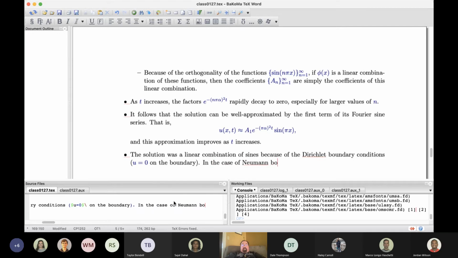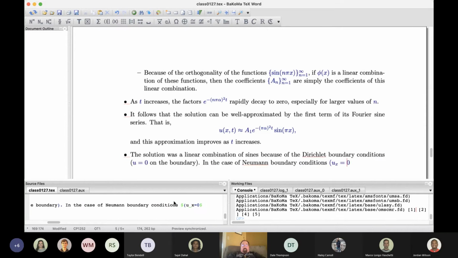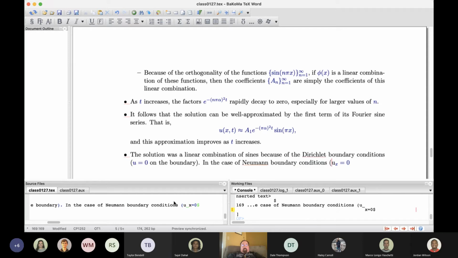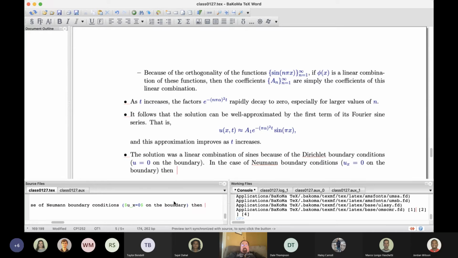If you have Neumann boundary conditions, where you have du dx on the boundary, in that case the solution is a linear combination of cosines.